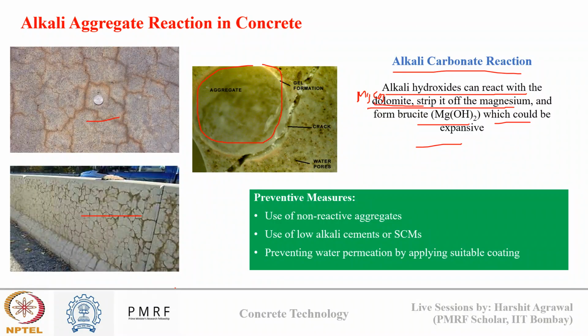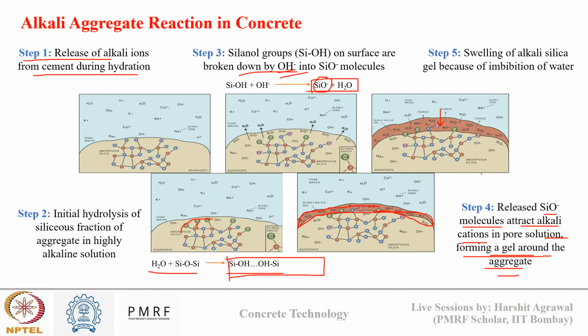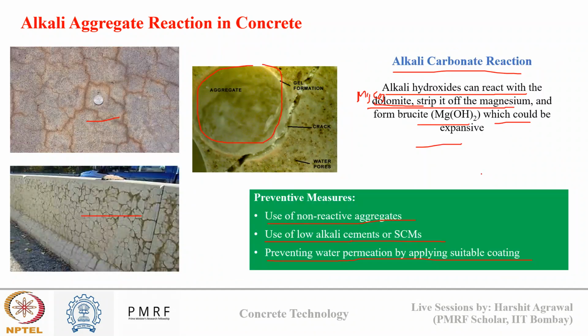Now, how to prevent alkali aggregate reaction? The best thing is to use non-reactive aggregates, or if there are reactive aggregates, there should be low alkali content in the cement or SCM so that this initial silanol group breakdown can't happen. The third thing is preventing water permeation by applying a suitable coating on the surface. We have seen here that water also plays a key role in the reaction. So if we make concrete impermeable, then we can delay the alkali silica reaction or reduce the risk of alkali silica or alkali aggregate reaction.